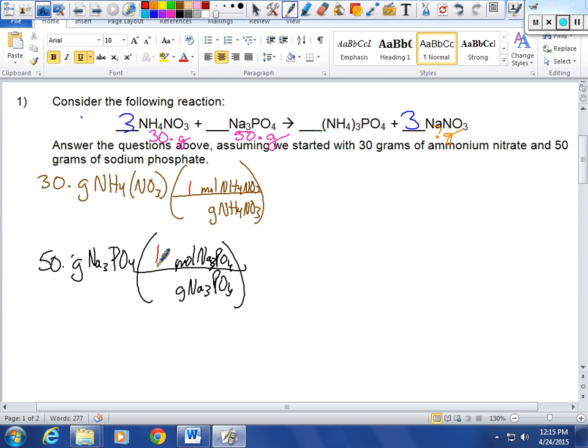Alright, so I've got 14.01 times 2 plus 4.04 plus 16 times 3 gives me a total mass of 80.06. 80.06, and then the bottom one is 22.99 times 3 plus phosphorus is 30.97 plus 16 times 4 gives me a grand total of 163.94. So those are my masses. Now I've done the hard part for you. I've given you the masses. Run the moles for me.